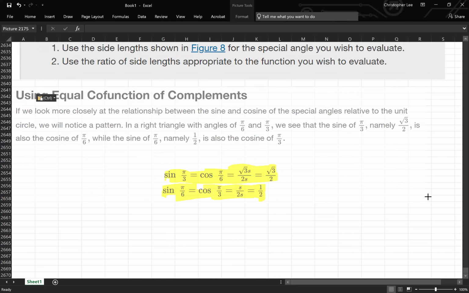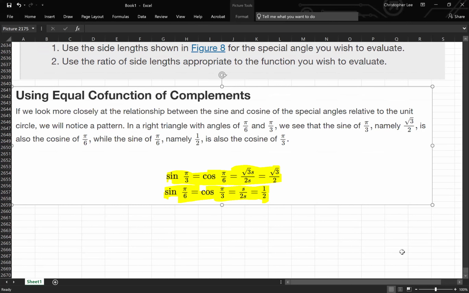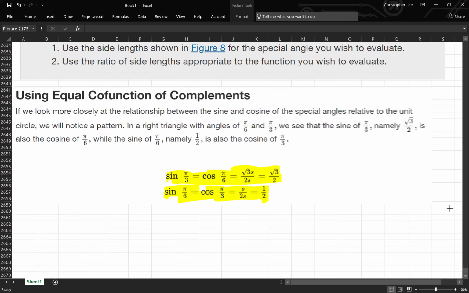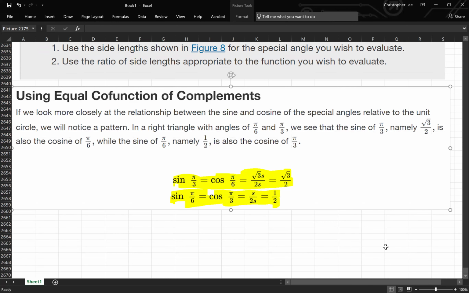So now we want to talk about using equal cofunction of complements. This is new now, right? If we look more closely at the relationship between the sine and cosine of the special angles relative to the unit circle, we will notice a pattern. In a right triangle with angles of pi over 6 and pi over 3, we see that the sine of pi over 3, namely square root 3 over 2, is also the cosine of pi over 6, while the sine of pi over 6, namely 1 over 2, is also the cosine of pi over 3.